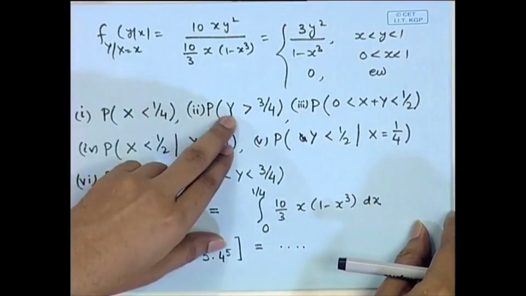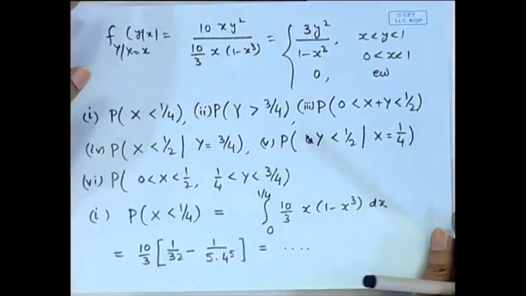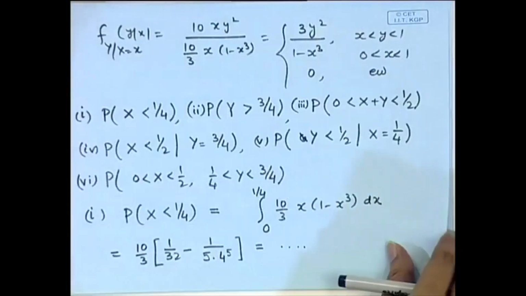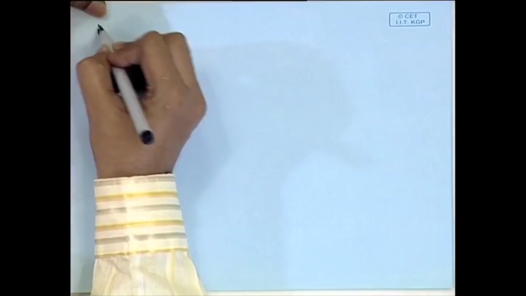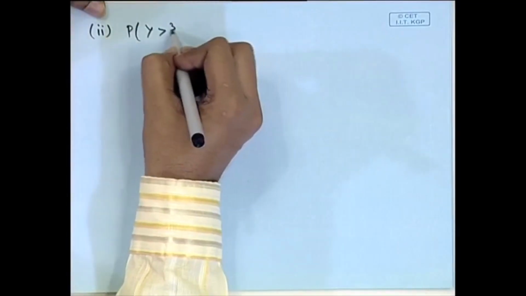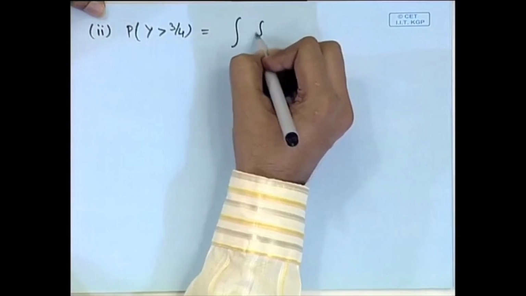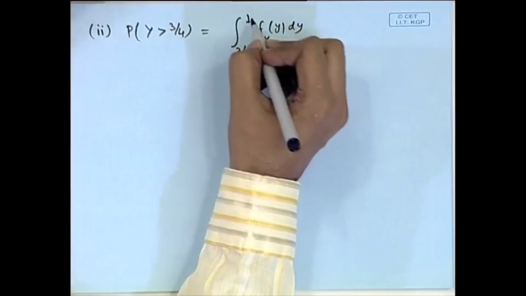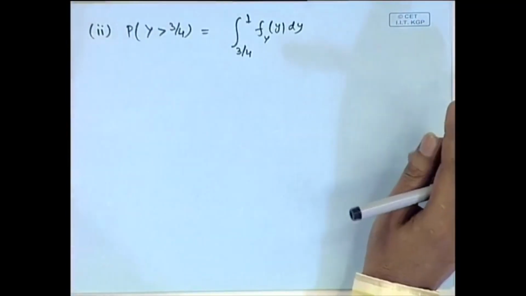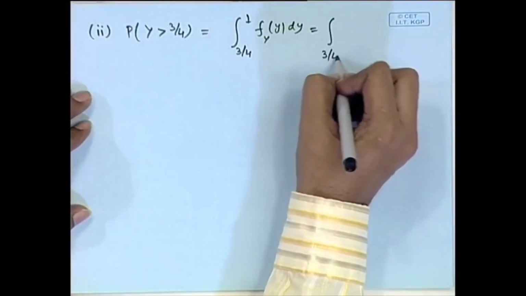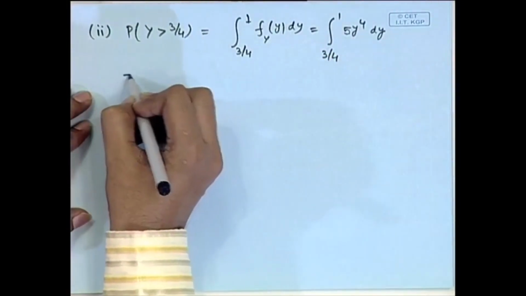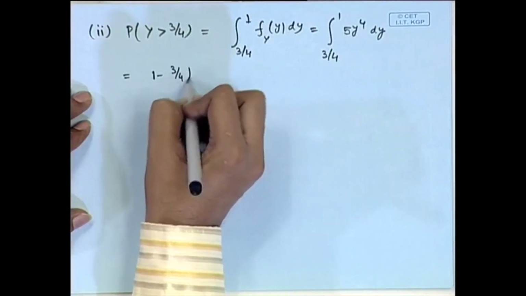Similarly, if we look at probability y greater than 3 by 4, then this can be obtained from the marginal distribution of y. So, if we answer this question, probability y greater than 3 by 4, that is the integral of f(y) from 3 by 4 to 1, because the range of y is from 0 to 1. So, this is equal to the integral from 3 by 4 to 1 of 5 y to the power 4 dy. So, this is y to the power 5, that is 1 minus (3 by 4) to the power 5.